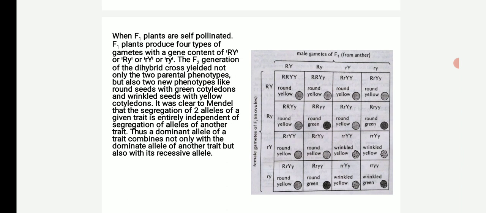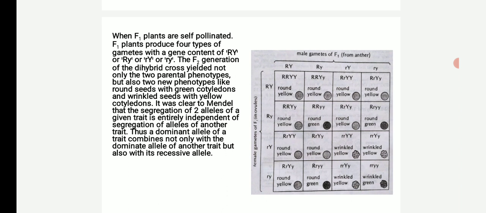When F1 plants, that is F1 heterozygous plants, are self-pollinated, F1 plants produce four types of gametes with a gene content of capital R, capital Y, or capital R, small y, or small r, capital Y, or small r, small y. The F2 generation of the dihybrid cross yielded not only the two parental phenotypes but also two new phenotypes like round seeds with green cotyledons and wrinkled seeds with yellow cotyledons.